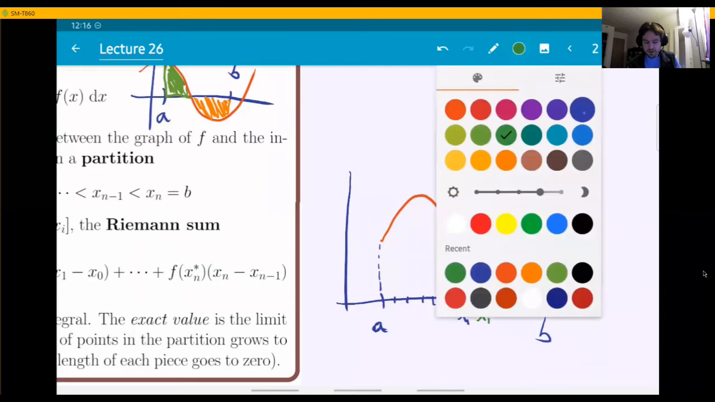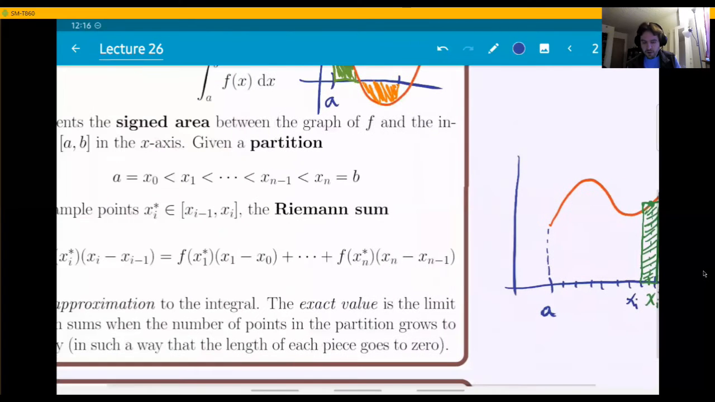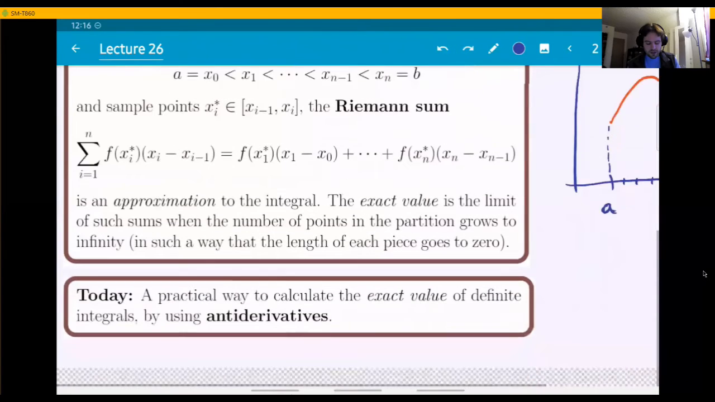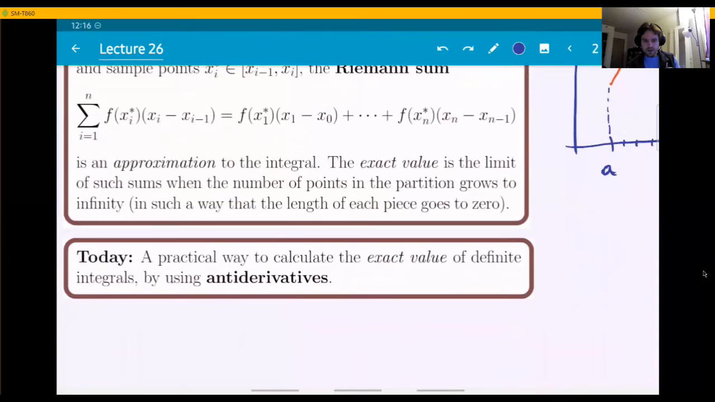But that's not the topic for today, because basically nobody ever wants to compute areas like this by doing this approximation scheme. It's just a lot of work, a lot of calculation. What we're going to do today is a practical way to calculate the exact value of areas using antiderivatives. So using this first concept that I just talked about. And it's much easier than doing the Riemann sums. That's the concept of the fundamental theorem of calculus. So let's move to that.